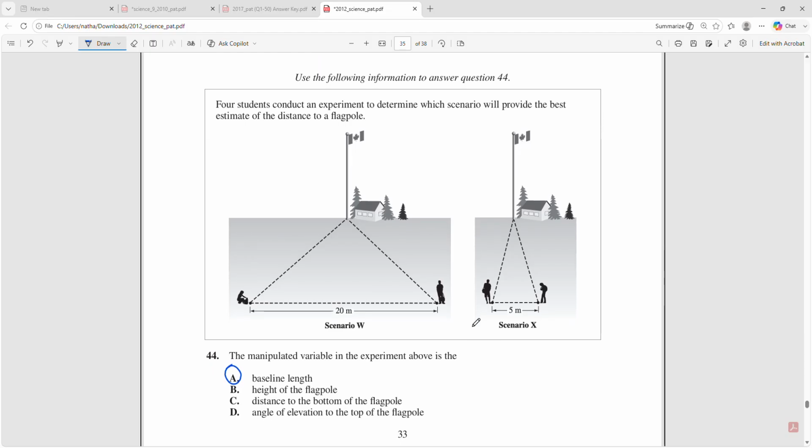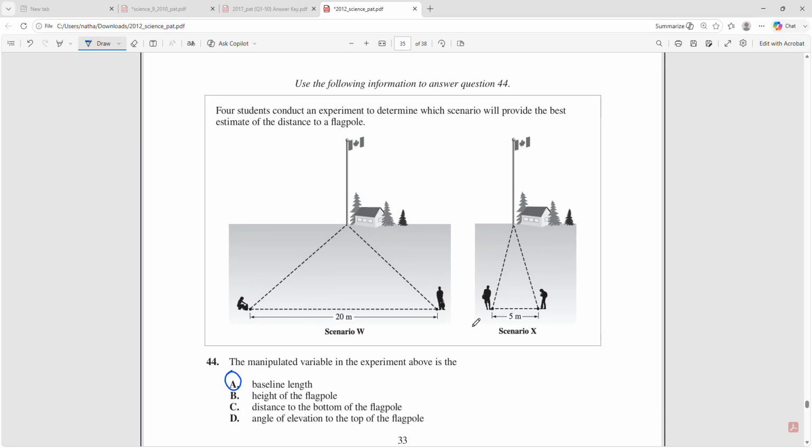Okay, four students conduct an experiment to determine which scenario will provide the best estimate of the distance to a flagpole. So we've got these two students standing further apart, 20 meters apart, and they're going to use this method of triangulation, right? They're going to try to measure an angle from here to here, and that's going to help them to calculate this distance. These guys are also going to measure two angles and try to calculate that distance.